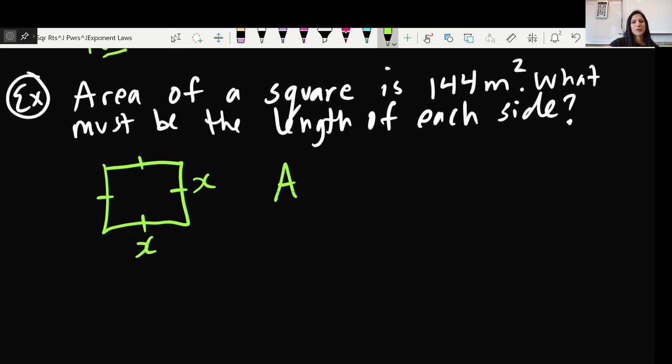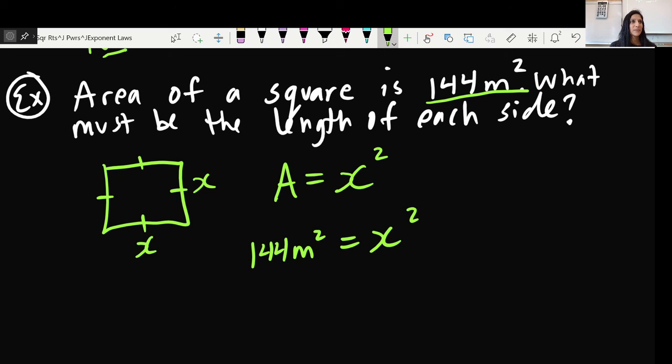So what would be the formula if I just used what's written here? The area equals x times x, which is the same thing as x squared. Are we all good with that? And then the question tells me the area of the square is this much. Where would I plug that into my equation? In for which variable? In for a. So 144 meters squared is equal to x squared.